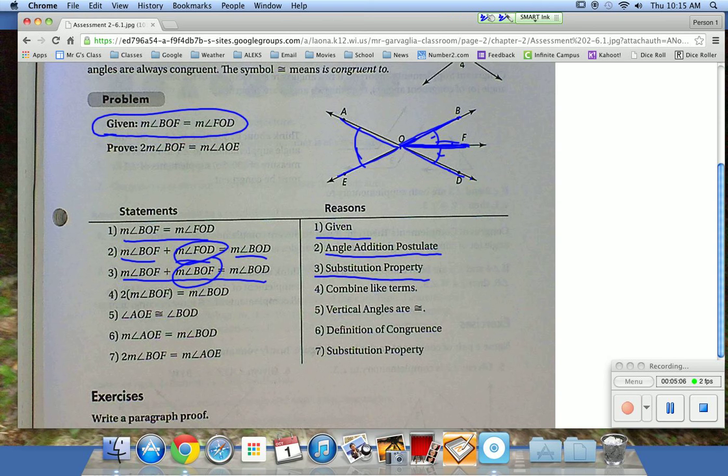Well, we know that if we add these together, 2 times this, right? It's like if this was x and this was x, this would be 2x. We have 2 of the angle of this equals BOD. So 2 times this equals BOD. Combine like terms. We've done this in algebra. Combine like terms.